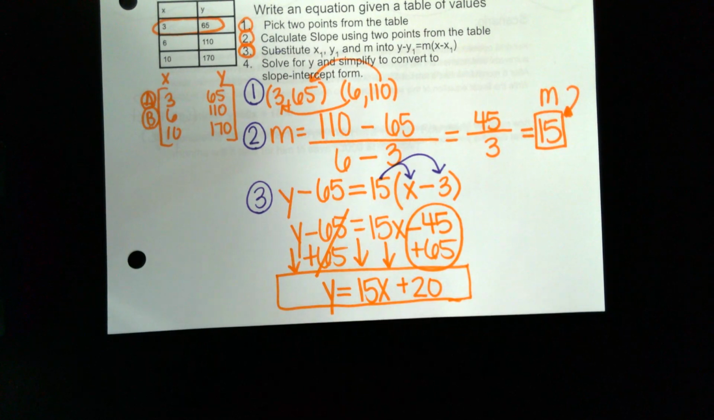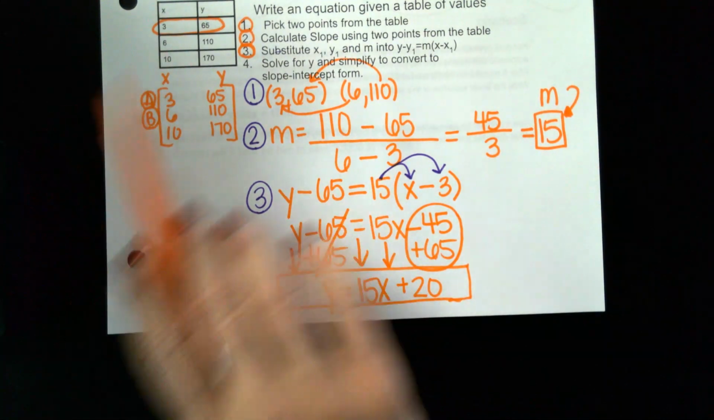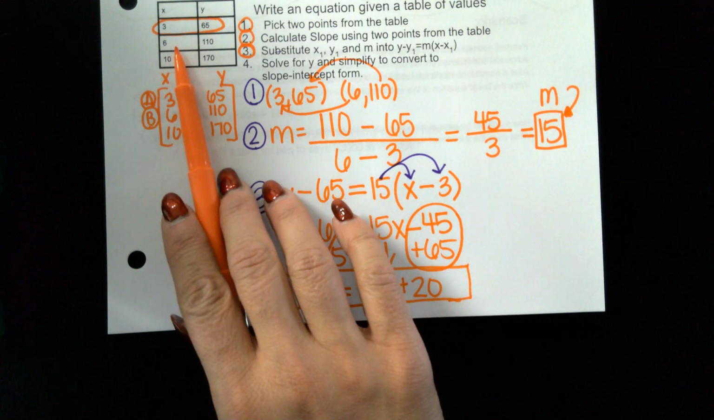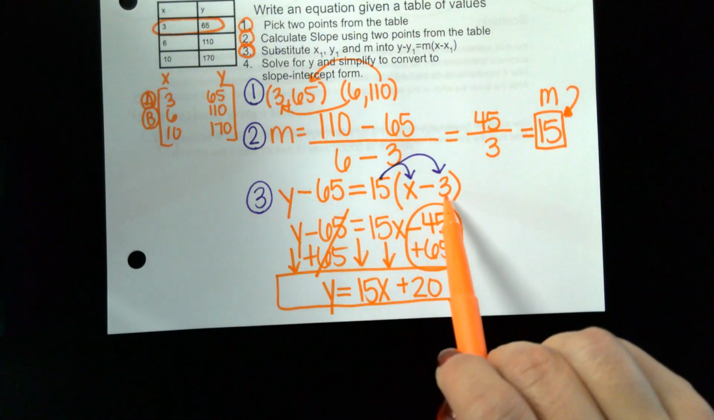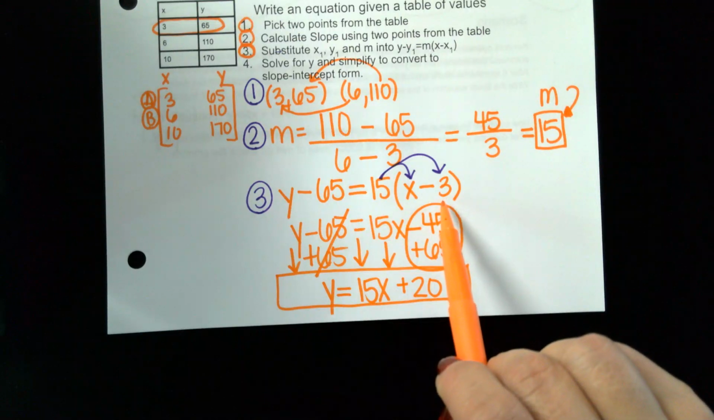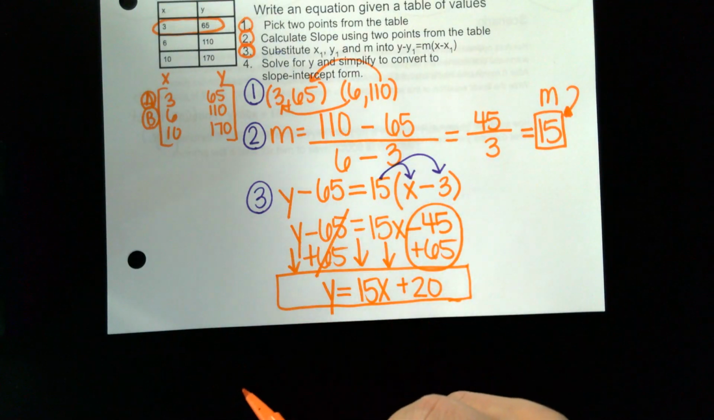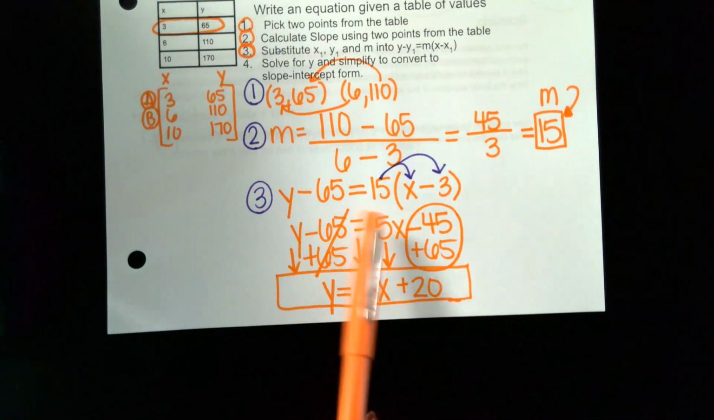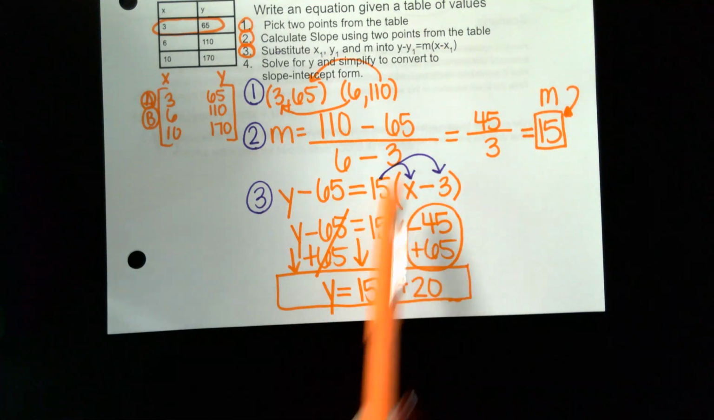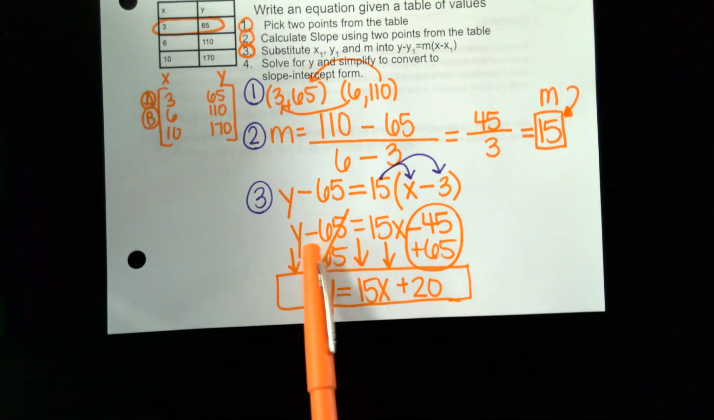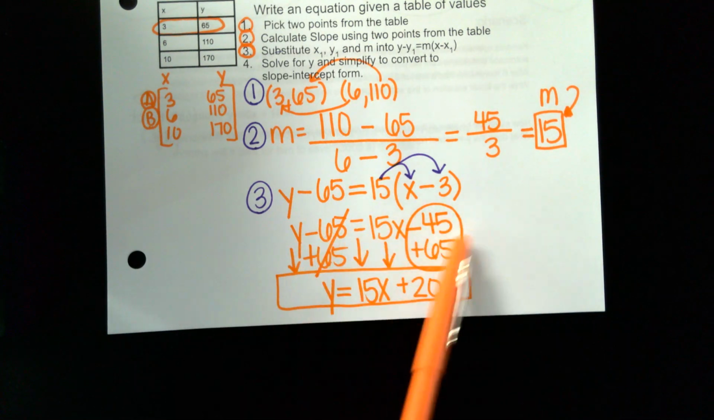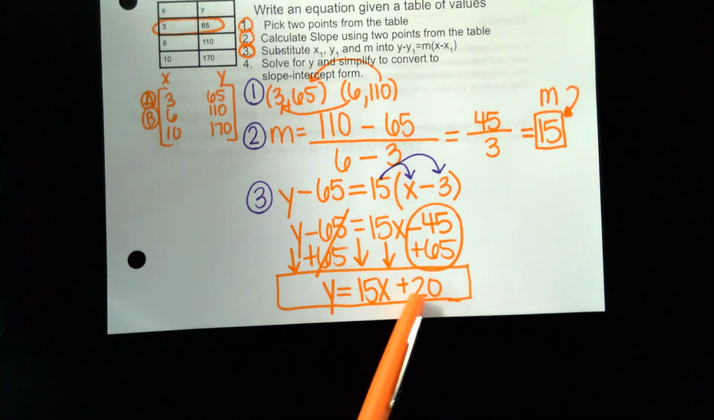Yes. Because if I had used 6 and 110, my 110 would have gone here and my 6 would have gone here. Did you use a different one? You used 6 and 110? Okay, so then you would have had 15x minus 90, and then you would have added 110 to negative 90, and you'd still get 20.